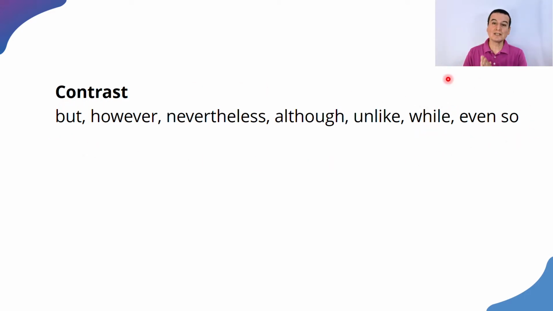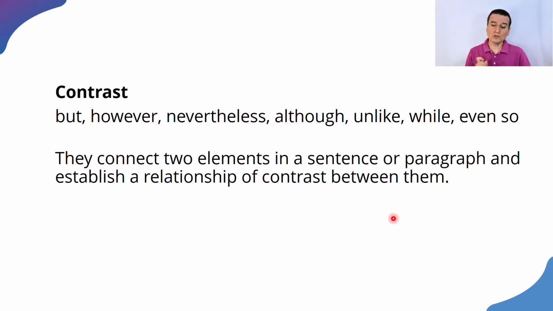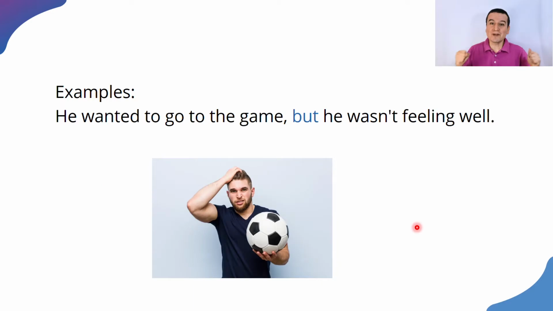Let me show you some examples to prove that they also connect two elements in a sentence or in a paragraph and establish a relationship. But in this case, the relationship is of contrast between them, between the two elements that we are joining. Let's see it in an example. He wanted to go to the game. Yes, he's very excited. He wanted to go to the game.